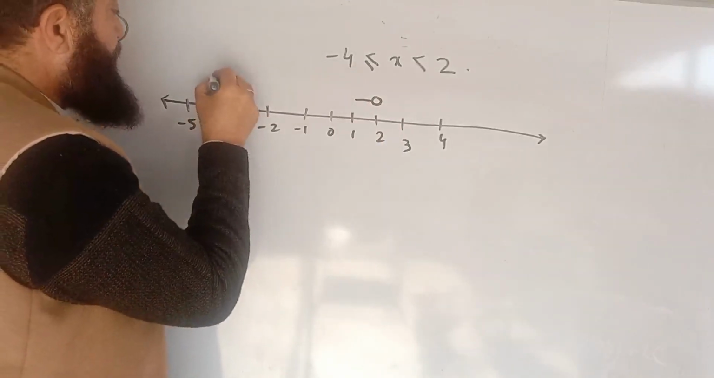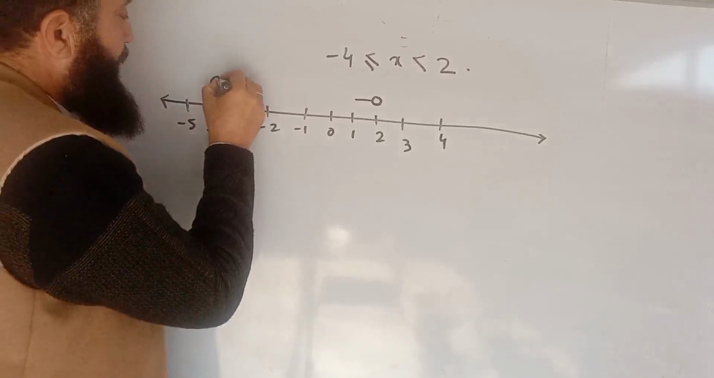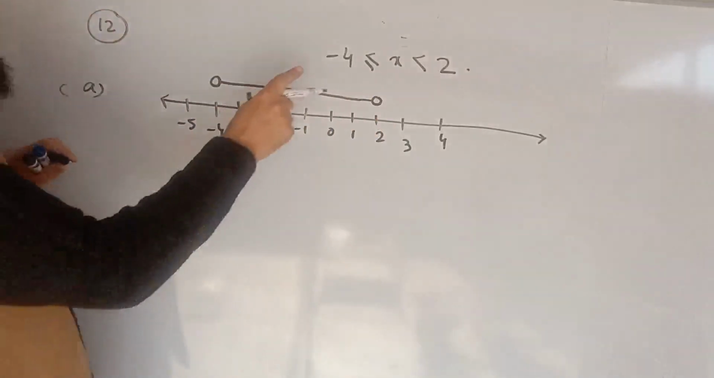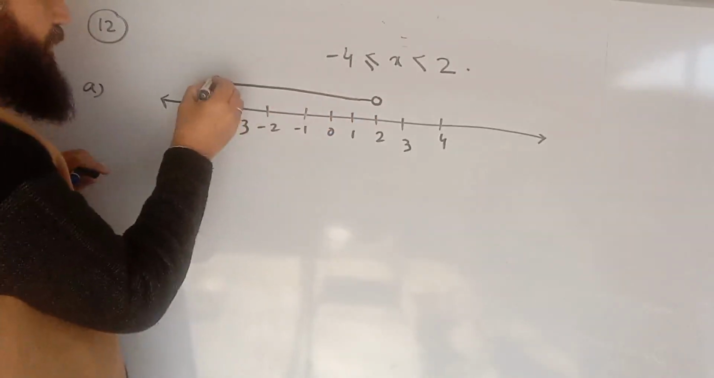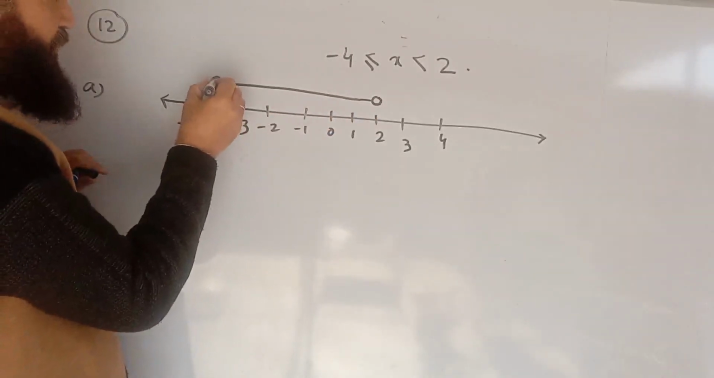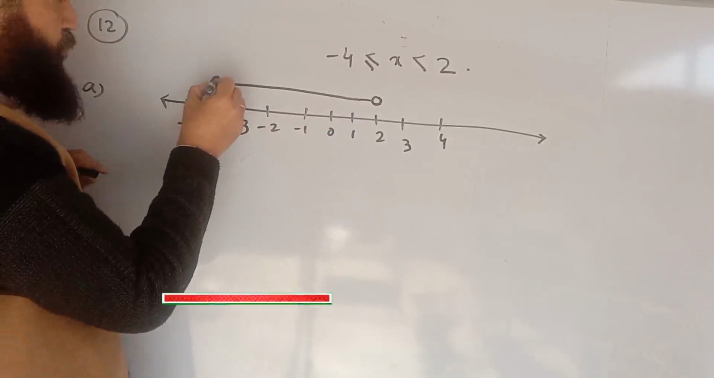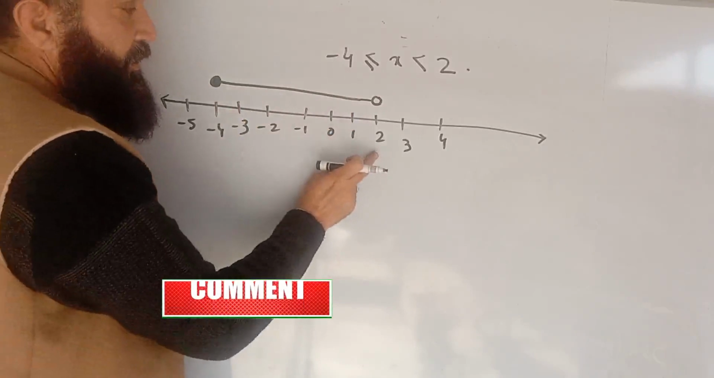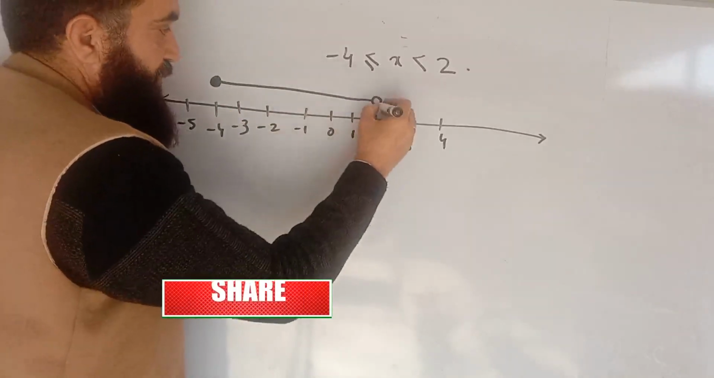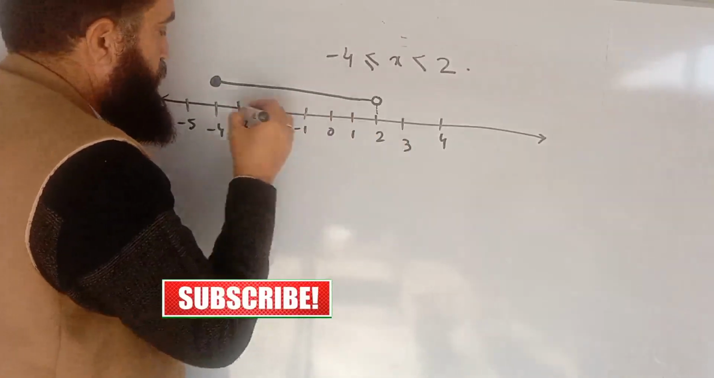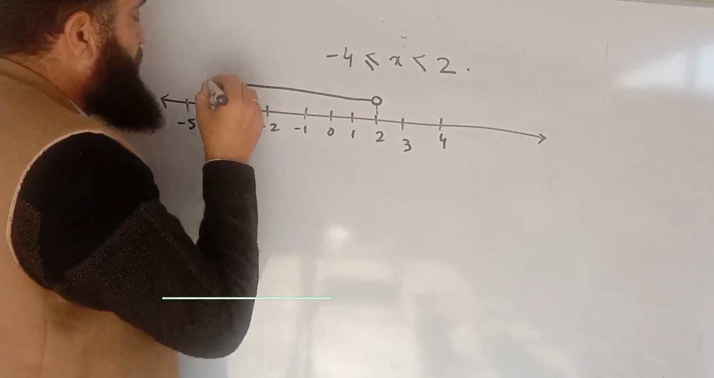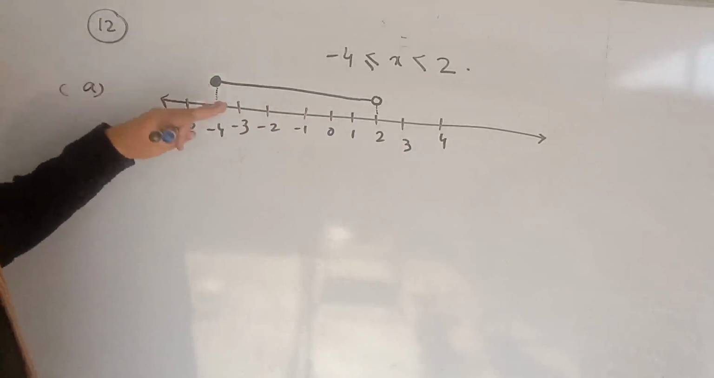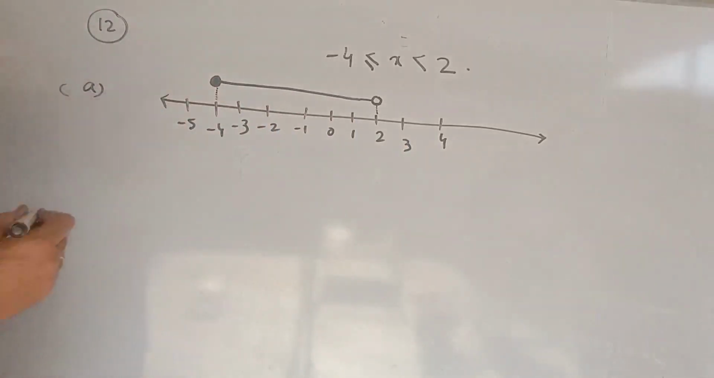So I put point A as a dot, and I join them. But here there is an equal sign, so this circle will be solid. We will fill it. It shows that this minus 4 is included, but 2 is not included. It should be exactly over 2, and this should be exactly over minus 4. So this is how you represent an inequality on the number line.